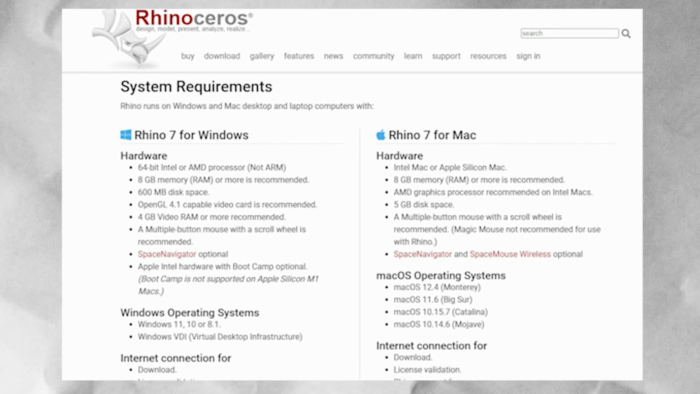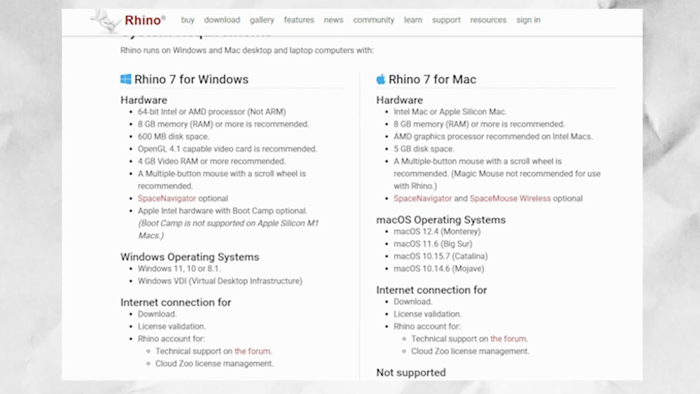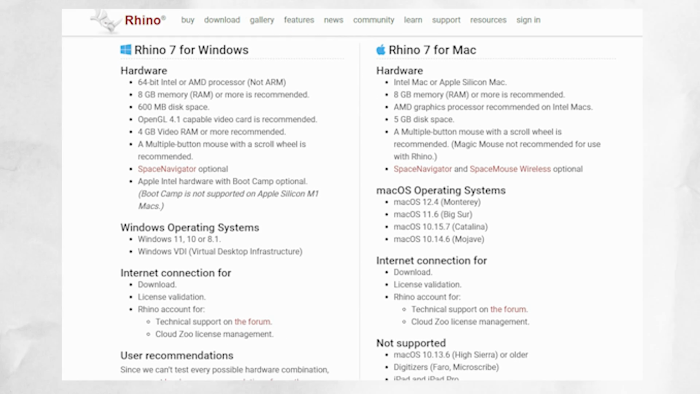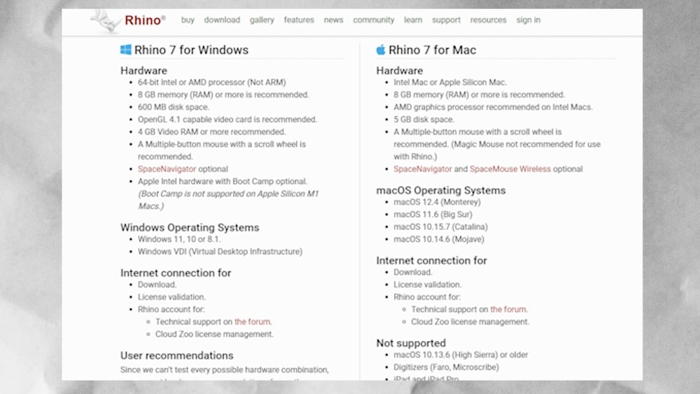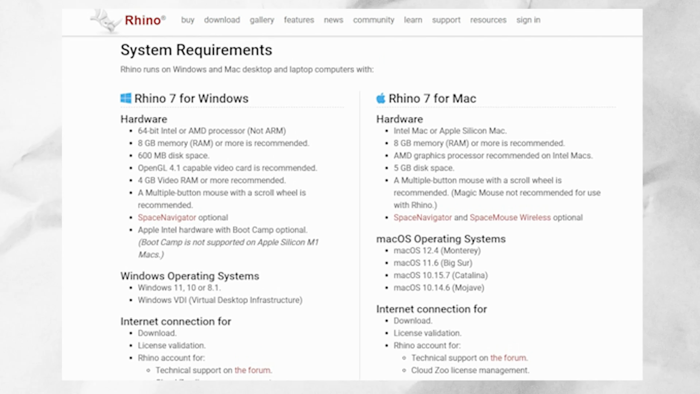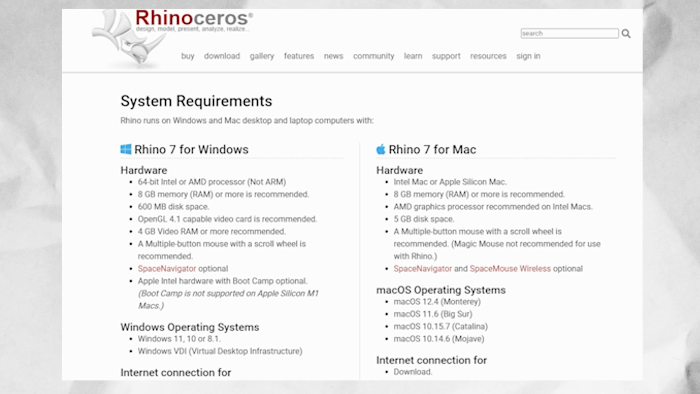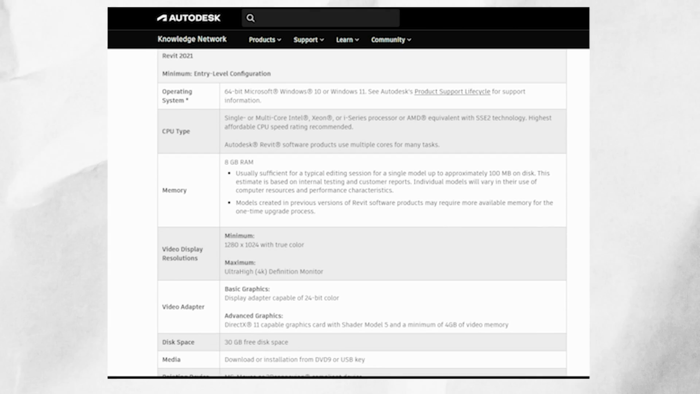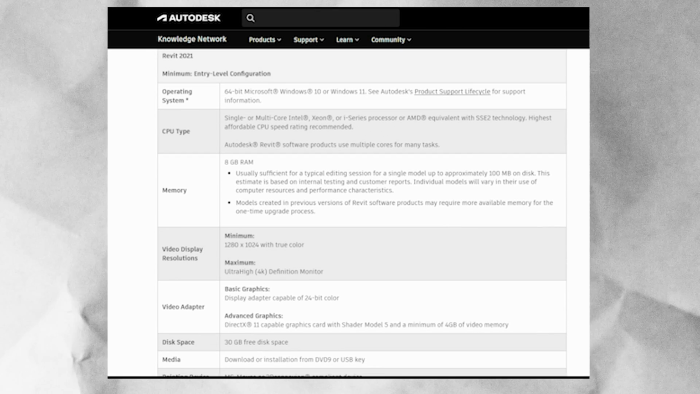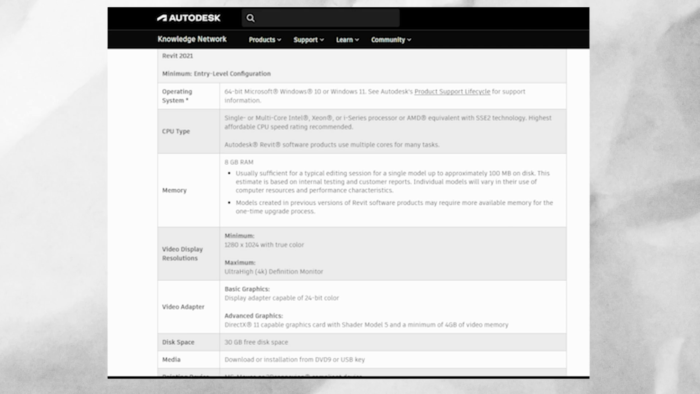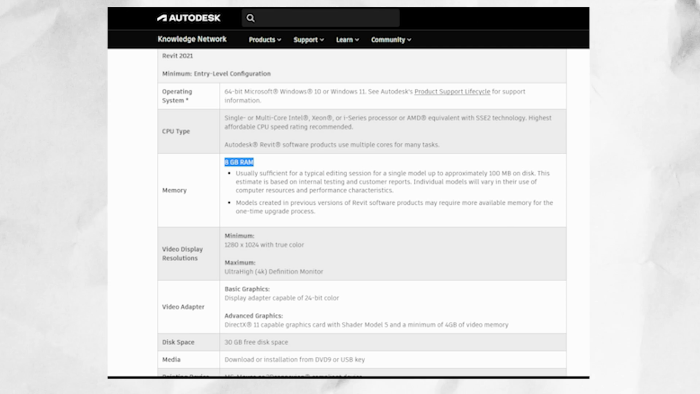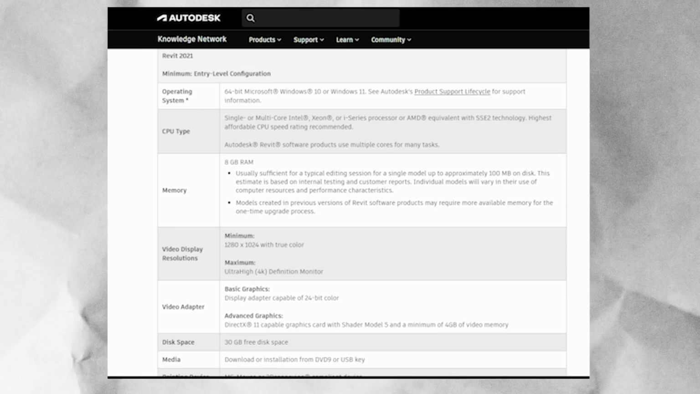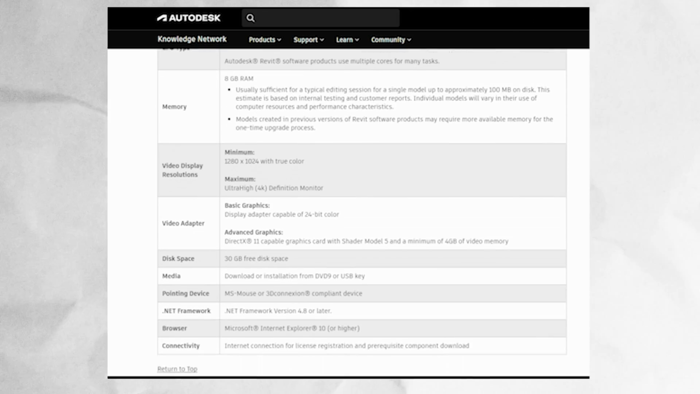For Rhino, you are recommended to have about 8 gigabytes of RAM. Same amount goes for any Mac OS users. It also requires a 4.1 capable video card and about 600 megabytes of available disk space to run Rhino smoothly on either Windows or Mac OS. Finally, we have Revit, where the minimum configuration for the CPU is about 2.5 gigahertz or higher, following the basic 8 gigabytes of RAM. However, for better performance, it is recommended to get 16 gigabytes of RAM.